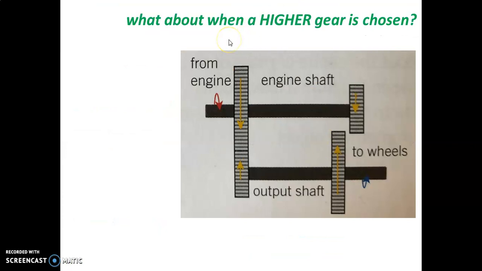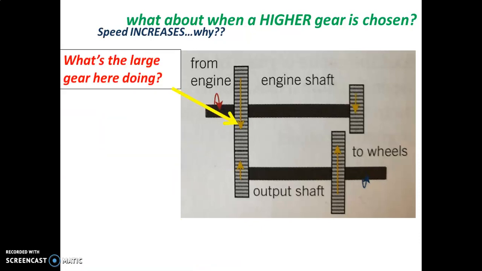What about when a higher gear is chosen? The speed increases. So as you're driving in your car, as you go from gear 1 to 2 to 3 to 4 to 5 to 6, etc., if you're driving a manual car, that is, the speed should go up. If it's not, you need to take it for an MOT. But it should increase. And the question is why?